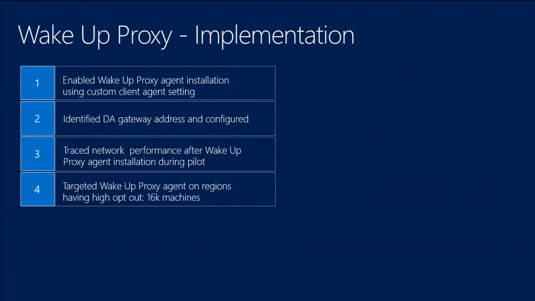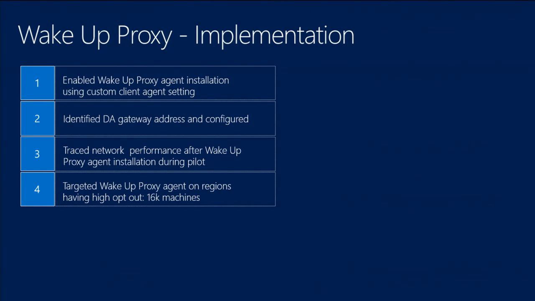So we did some testing, of course, in advance because we had no idea how this feature was going to function. We use direct access. I don't know how many people use direct access versus VPN, but direct access, you just need to know what the gateway address is for your DA infrastructure, and that's submitted as part of creating the custom client agent for Wake-Up Proxy. And we basically set this up and targeted 16,000 machines and watched network trace for a while and noticed that the baseline between not having it enabled versus having it enabled made really no difference. So there wasn't a huge load in our environment.